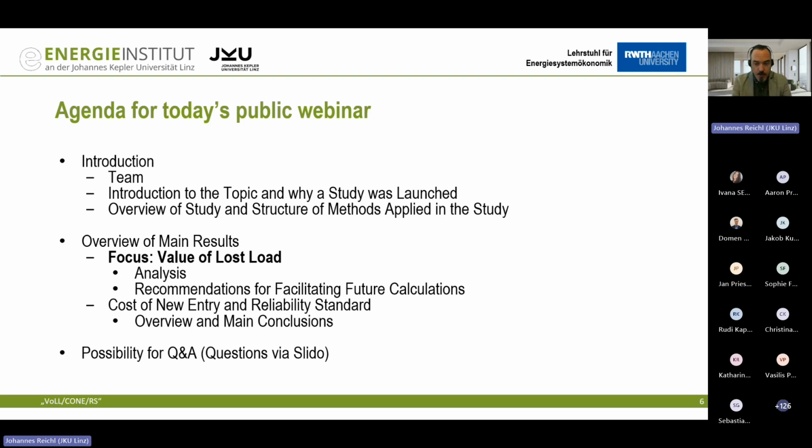Problems associated with these two metrics have not been perceived as big as for the value of lost load, but still it's interesting to have a look into that as well. And then we're coming to the overview and to the main conclusions that we derived, of course, in a bit condensed form. The final report will be more elaborate, but to give you an idea of where we see the biggest challenges and the way forward. And then, yes, we hope to see you in our Q&A session intensively involved.